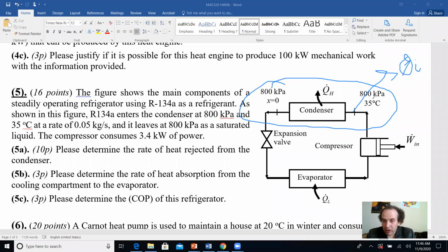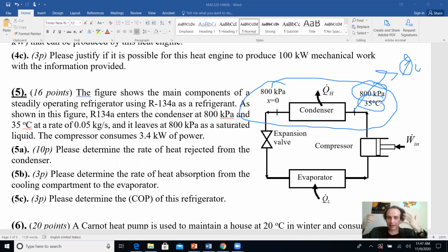So will you be able to identify state 1? Here you have Freon at 800 kilopascals and 35 degrees Celsius. Will you be able to identify it? Yes? Again, like usually, you are in chapter 3 now. That's why chapter 3 is the backbone of the course. If you forgot chapter 3, no reason to talk about second law.